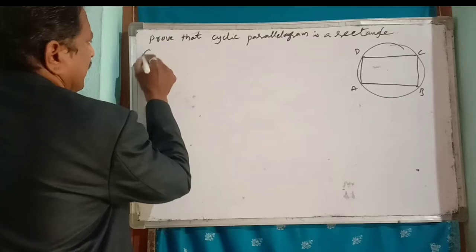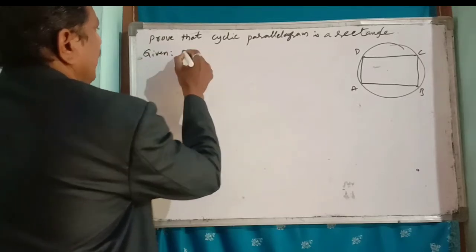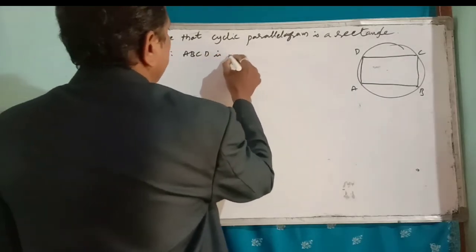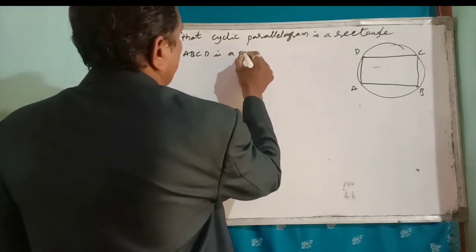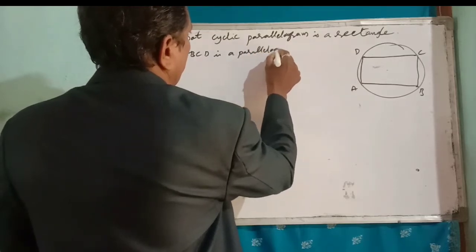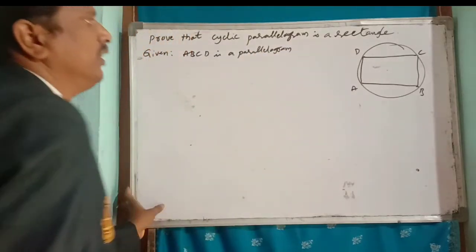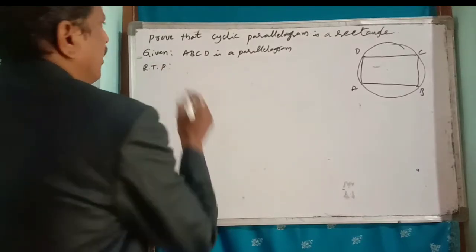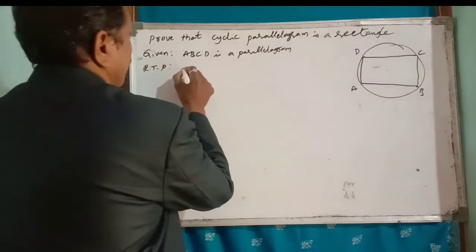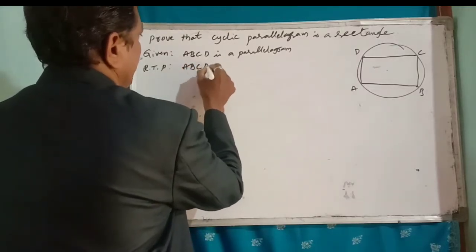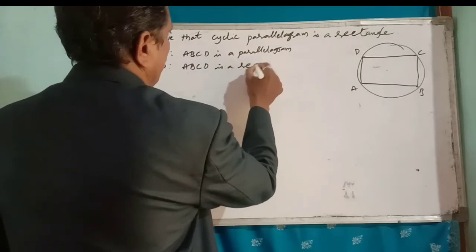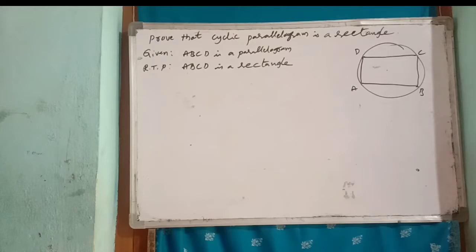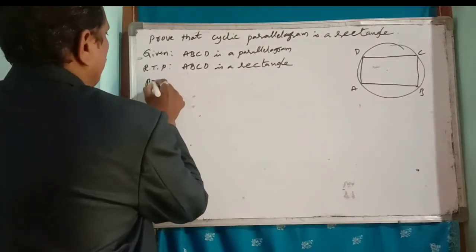So here, given: ABCD is a parallelogram. ABCD is a parallelogram, that is given. RTP, what you have to prove: ABCD is a rectangle. ABCD is a rectangle, that you have to prove. Here, proof.